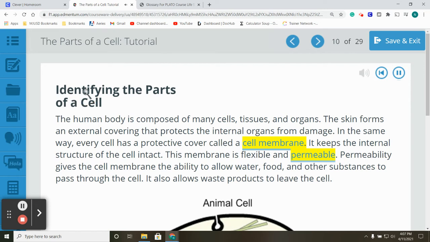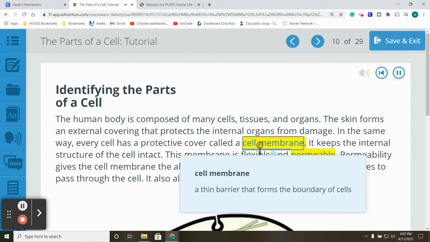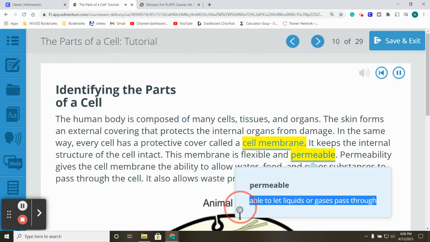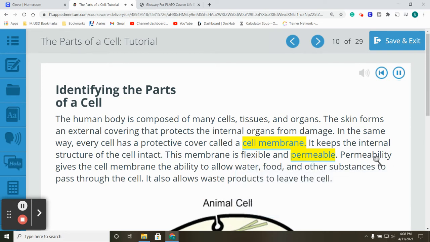Identifying the parts of a cell. The human body is composed of many cells, tissues, and organs. The skin forms an external covering that protects the internal organs from damage. In the same way, every cell has a protective cover called a cell membrane. It keeps the internal structure of the cell intact. This membrane is flexible and permeable. Permeability gives the cell membrane the ability to allow water, food, and other substances to pass through the cell. It also allows waste products to leave the cell.